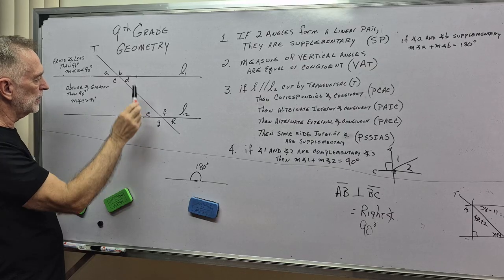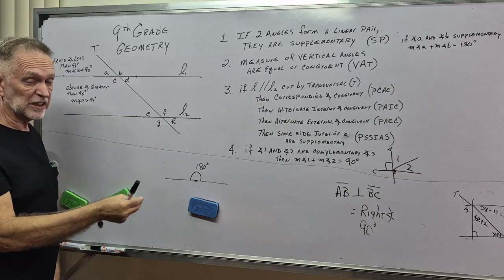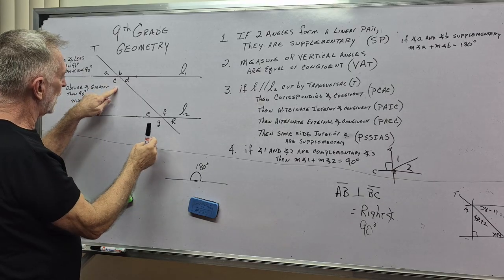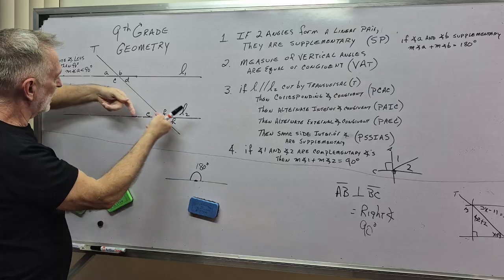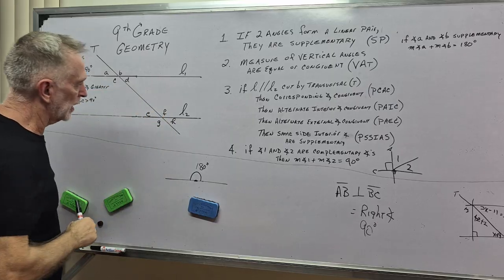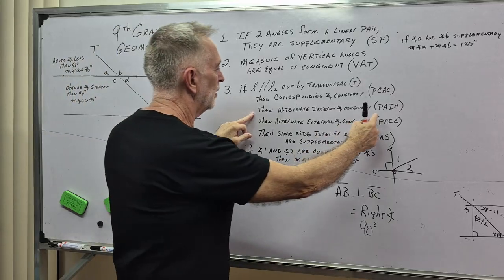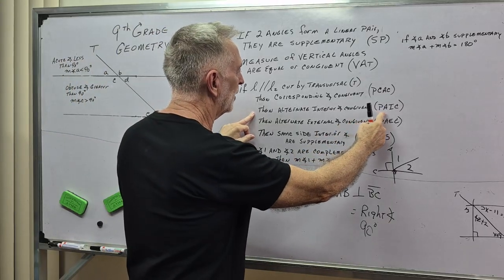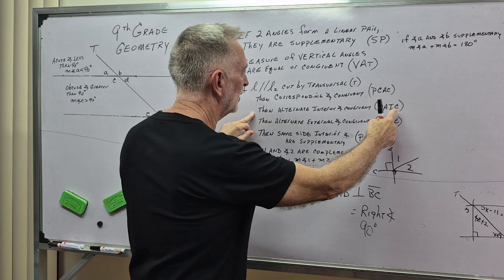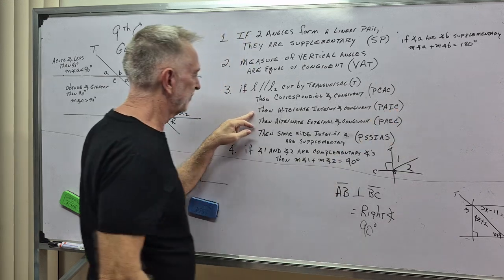So angle D and angle F measure the same. So do angle C and angle E. They're the same. They're congruent. So this is the parallel alternate interior angles congruent.